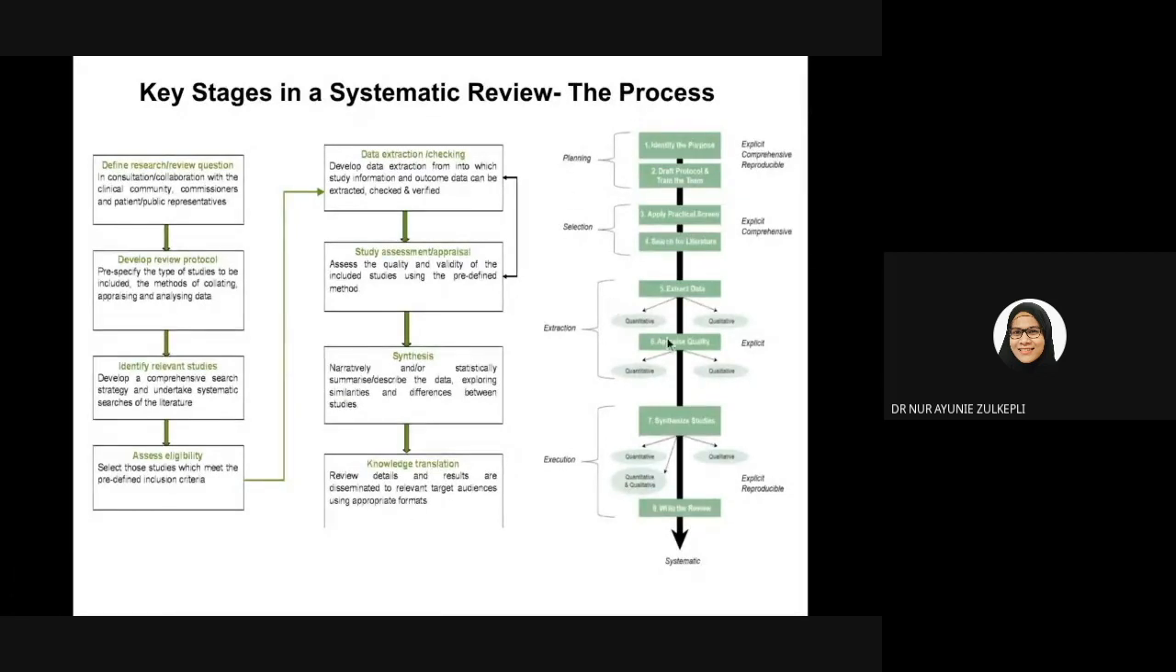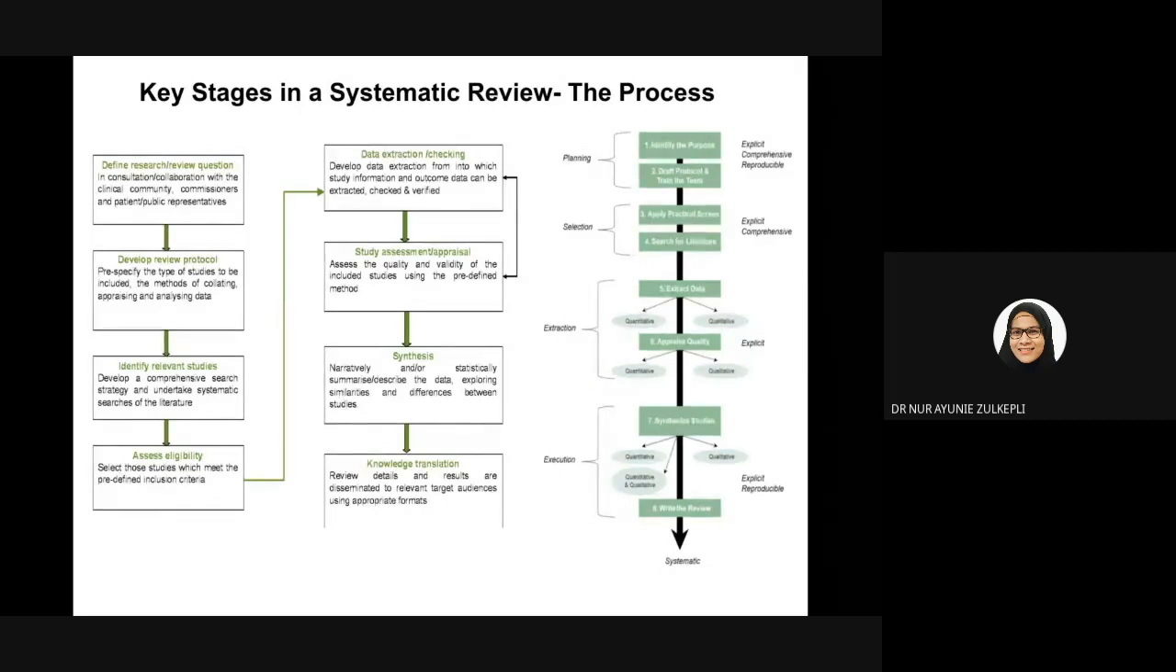Okay, same thing here. It's just that I simplified it. Identify the purpose, draft the protocol, apply practical screen, search for literature, extract data, critical appraisal, synthesis and summarizing, and then you will write your review. So when you follow this protocol or refer to these processes, it will ease your process of writing a systematic literature review.